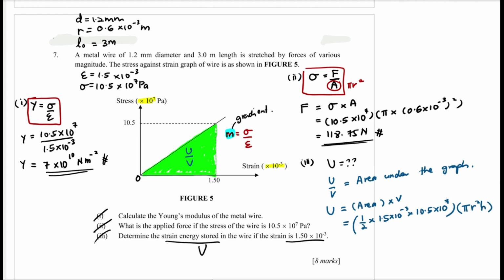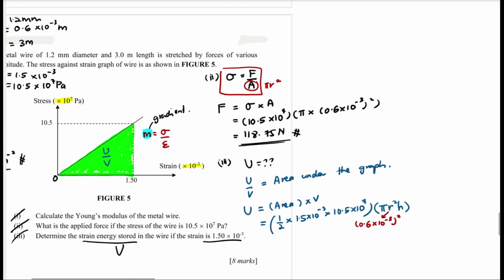So if we consider the wire as a cylinder like this, its length is its height. So this is the height, which is the length given as 3 meter. R we already know earlier, so we just substitute. The value of R is, what was it? 0.6 exponent negative 3 squared. And then H here is 3 meter. So you substitute all the values. So finally, you can find U is equal to 0.27 joule.